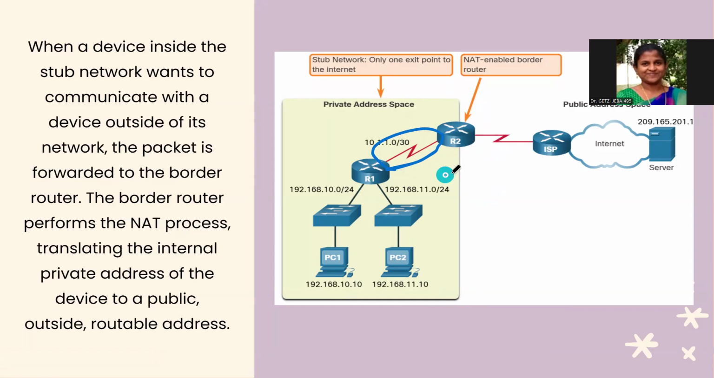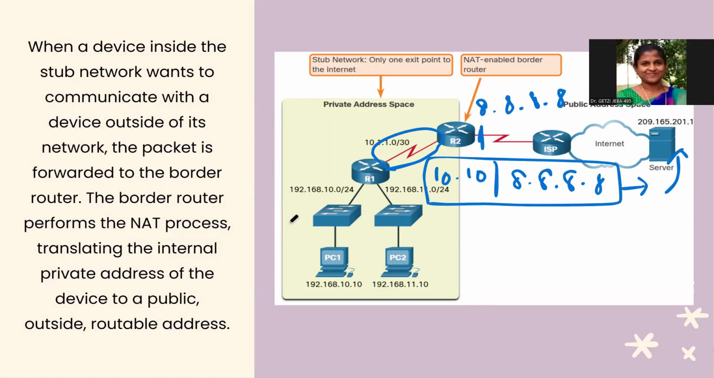So it has to maintain a private IP. Imagine that 192.168.10.10 is sending a message to 209.165.201.8. There should be a public IP address for this, so let it be 8.8.8.8. Now in the NAT table, it maintains 192.168.10.10, its public IP is 8.8.8.8, and its destination is this server. So there is a table maintained in the NAT router. When the reply comes, the reply obviously will come from 209.165.201, so it refers to the NAT table.